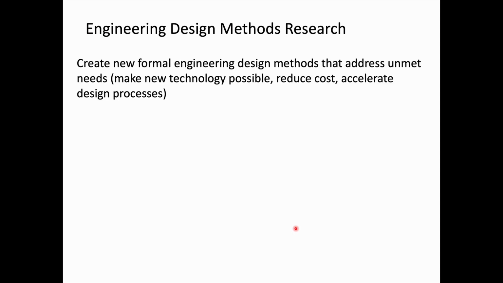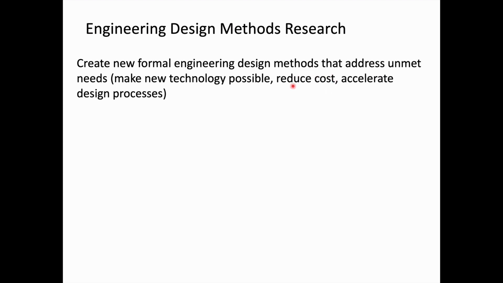We work on creating new methods, but that's not all of it. We work on analyzing those methods so that we can understand them in a way that's useful for practicing engineers. So we create new formal engineering design methods that address unmet needs. Maybe there's not an existing method that can solve an existing design problem in an effective way. And these kinds of new methods can help us make it possible to create new technology.